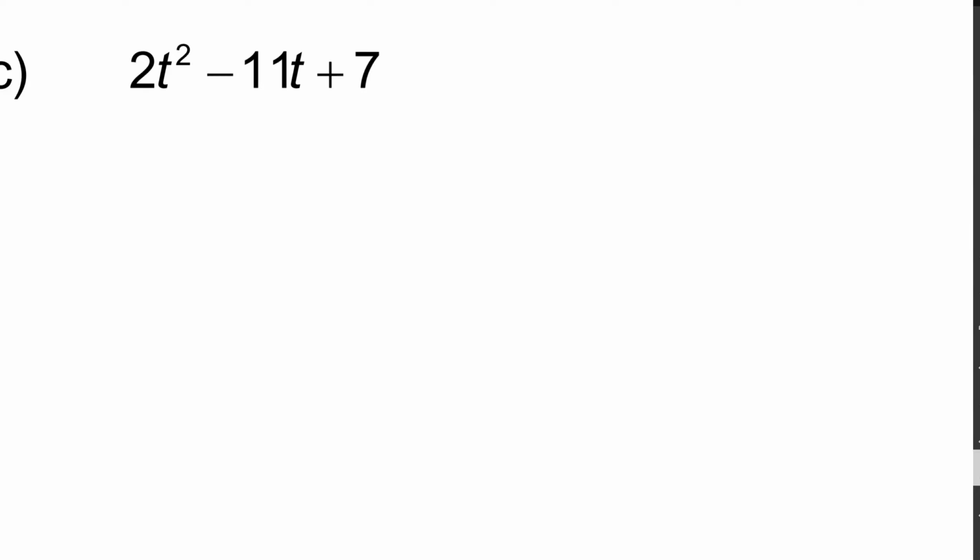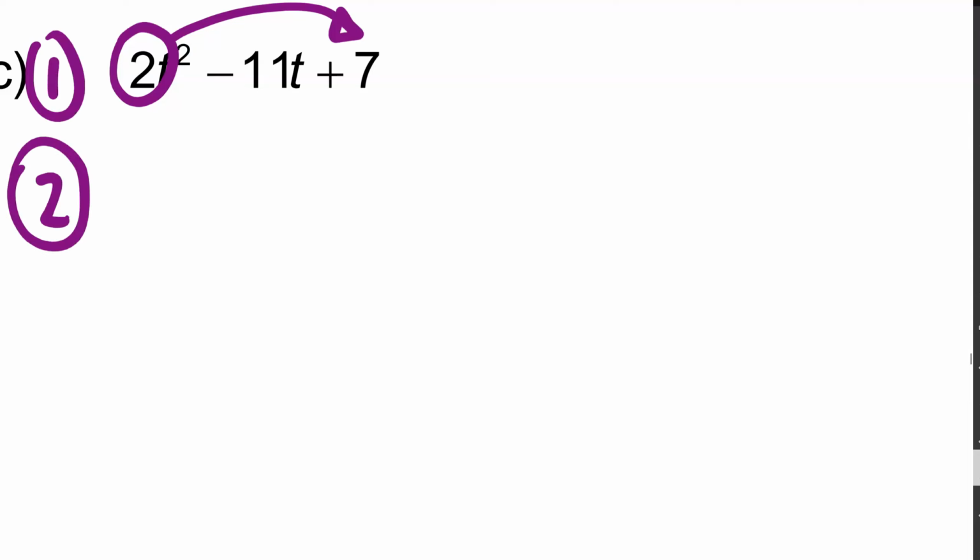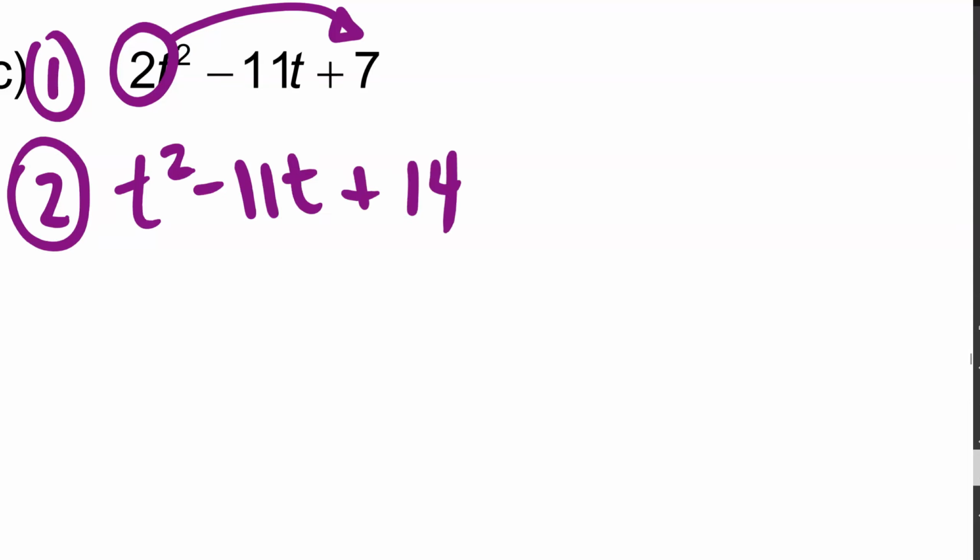Thanks. Perfect. All right, so 2t squared minus 11t plus 7. We have a coefficient in front of our squared term other than 1. So first step, I'm going to multiply it. Second step, rewrite without that coefficient: t squared minus 11t plus 14. Third step, factor it out.